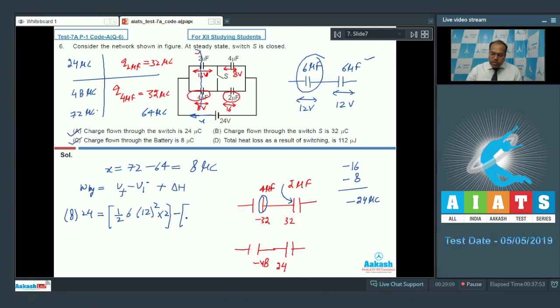If I calculate the U initial, I have to find out the equivalent capacitance. That is 8 by 3. So half C, that is 8 by 3, into V square, that is 24 square. That is the initial energy stored in the system, plus delta H. If I solve this, the value of delta H comes out to be 96 microjoule. So option D is wrong. So the correct answer for question number 6 are options A and C. Let's move to question number 7.